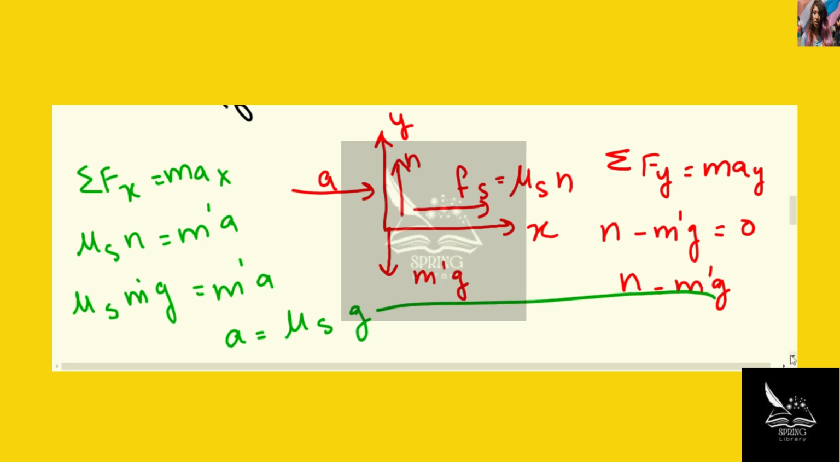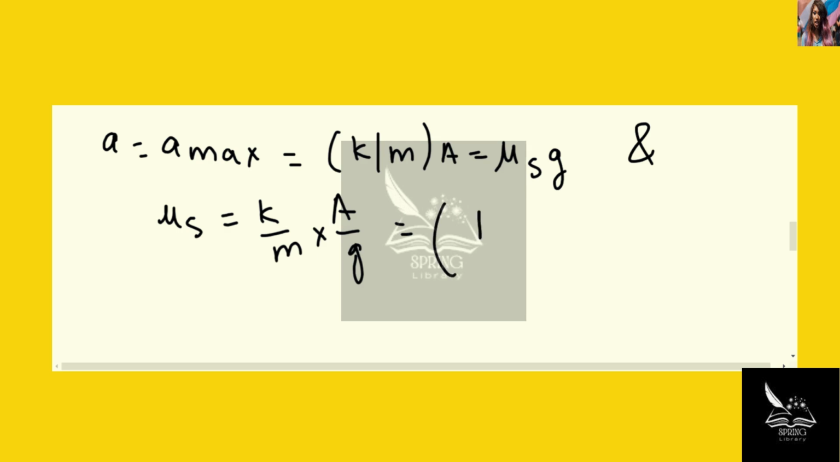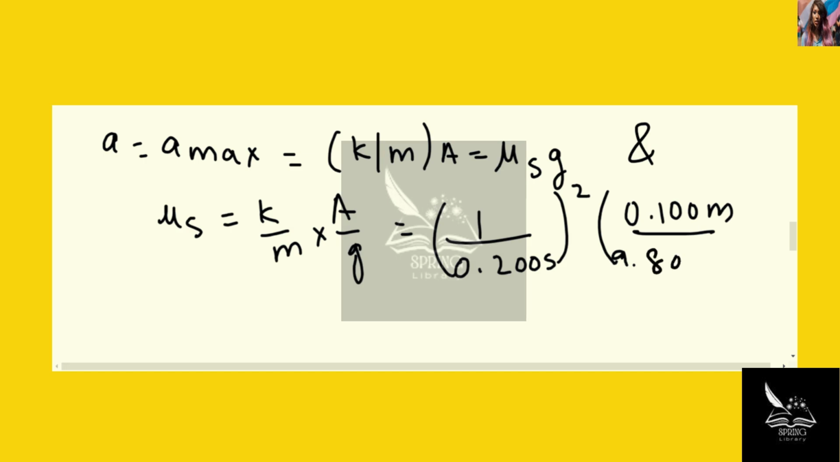But what we require here is that a should be equal to a max, which is (k/m)A, equal to μs g. So μs equals (k/m)(A/g), that is 1 upon (0.200 s)² times 0.100 meter upon 9.80 meter per second squared. That is approximately 0.255.